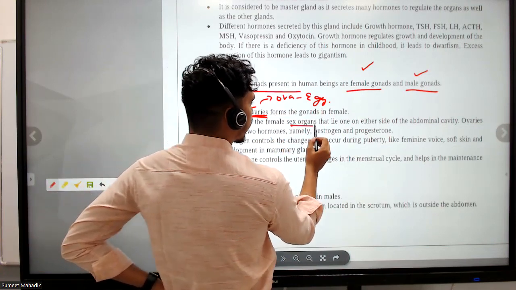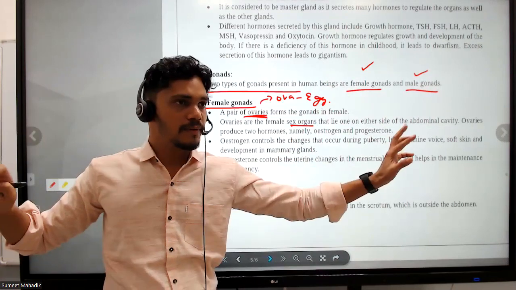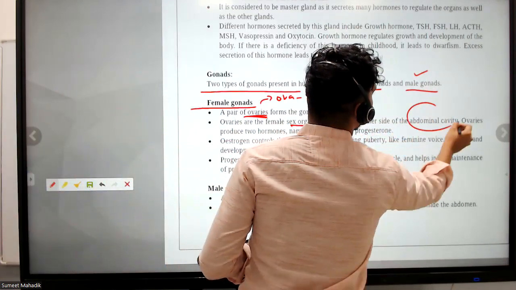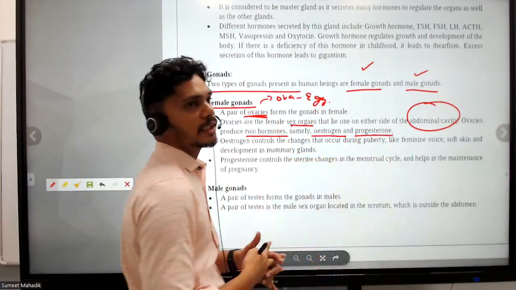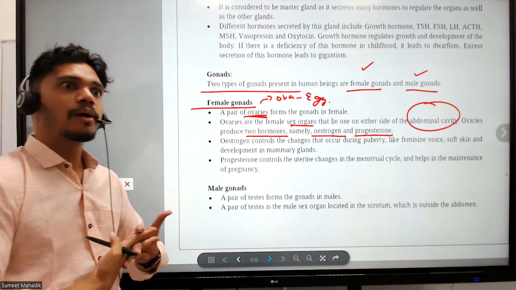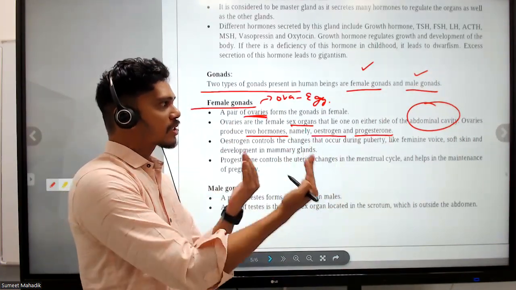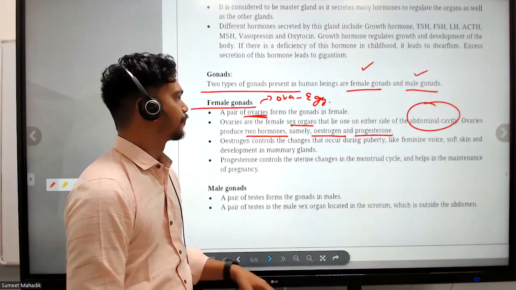Ovaries are the female sex organs that lie on either side. If you see the diagram, there is one here and one here. Where exactly? In the abdominal cavity. Ovaries produce two hormones, namely estrogen and progesterone. Estrogen is called a miracle hormone. Estrogen and progesterone are actually responsible for maintenance of the menstrual cycle.